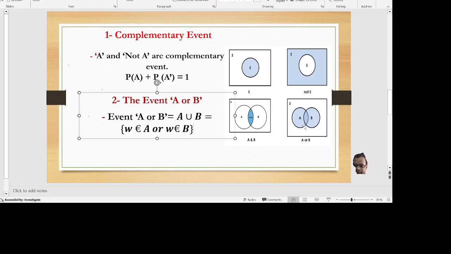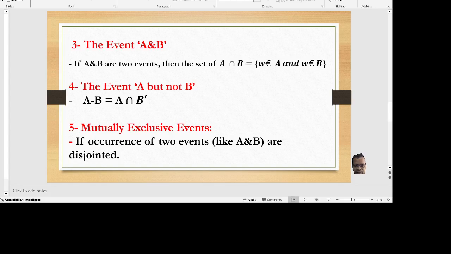Look at this Venn diagram, A or B. Here it is A, here it is B. So A or B, the whole of A and B is coming. This is the additive theory of probability. Then let's discuss another one, the event A and B.